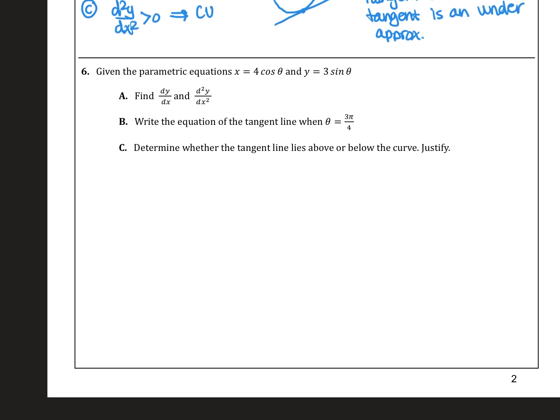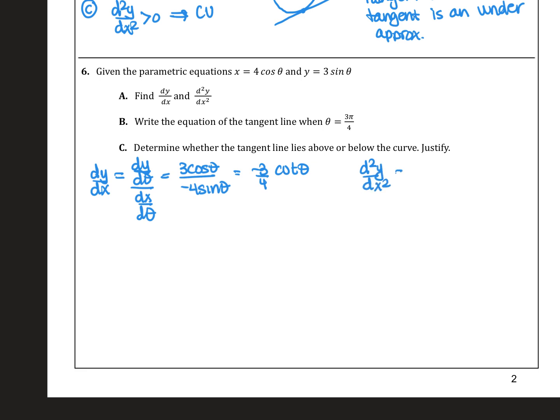Six is exactly the same. So first thing, dy/dx, which of course is going to be dy/dθ over dx/dθ, which is going to be 3 cosine theta over minus 4 sine theta, which is the same thing as negative 3/4 cotangent theta. So then our second derivative is the derivative of the first derivative. So it'd be negative cosecant squared, so now positive cosecant squared theta divided by dx/dθ, which is minus 4 sine theta.